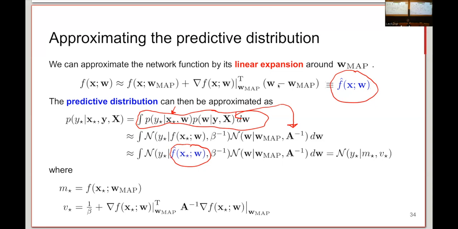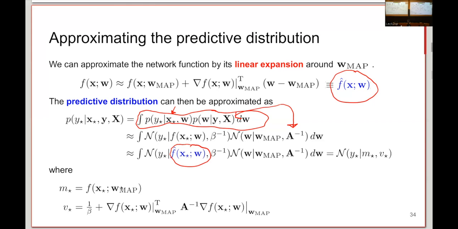If I know that W has mean W map and some particular covariance, the mean of W is going to be W map, and this goes to zero, and I end up only with this term that appears here. So my predictive mean is just the predictions of the neural network. This is the integral of a Gaussian, and a linear model with some Gaussian noise at the output, and the mean of my predictions is just the mean of this linear model with some random weights, which is just this term here.